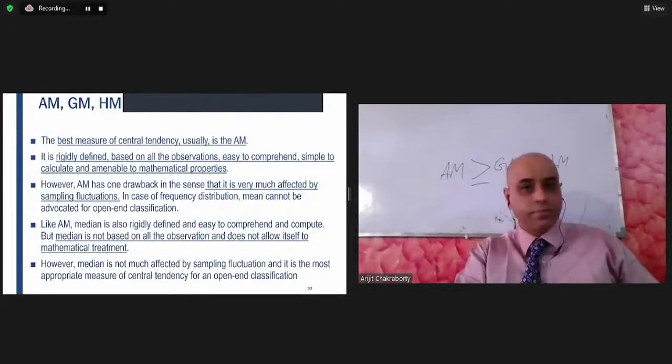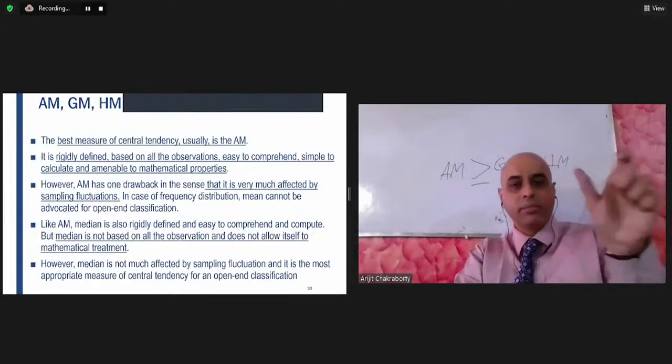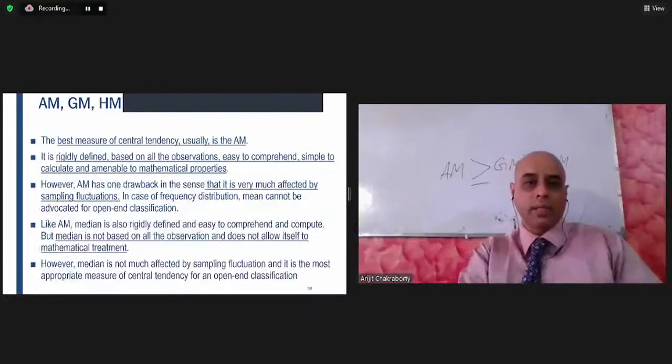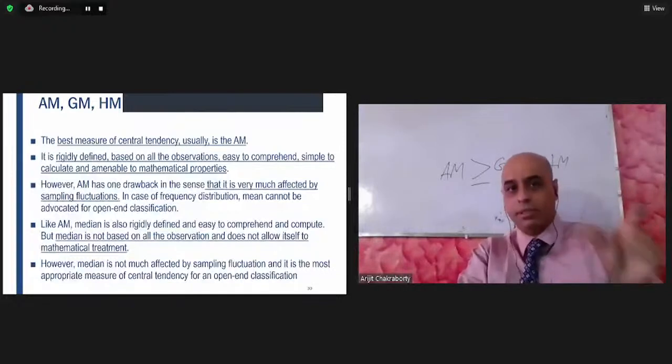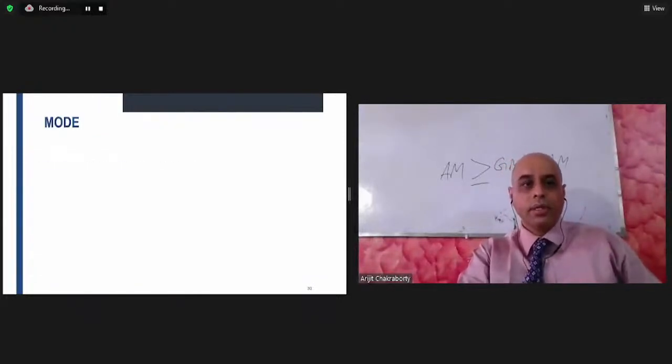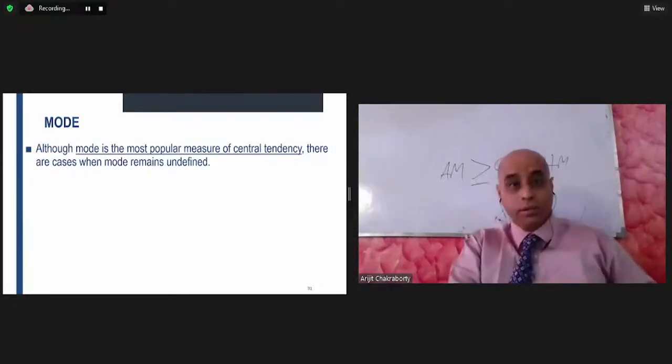But median is not affected by sampling fluctuation. Why? Because it is ultimately used for open-ended classification. It is concerned with the middle marks, the middle score. Mode, most popular is mode.